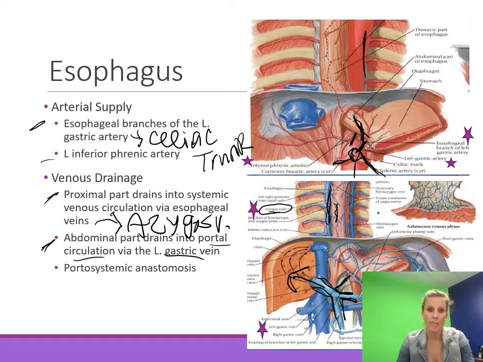There are multiple connections between the veins that drain the esophagus proximally and distally. And this presents an anastomosis, or a connection between systemic veins and portal veins. Okay, so this is a point of portosystemic anastomosis, which can be important clinically.